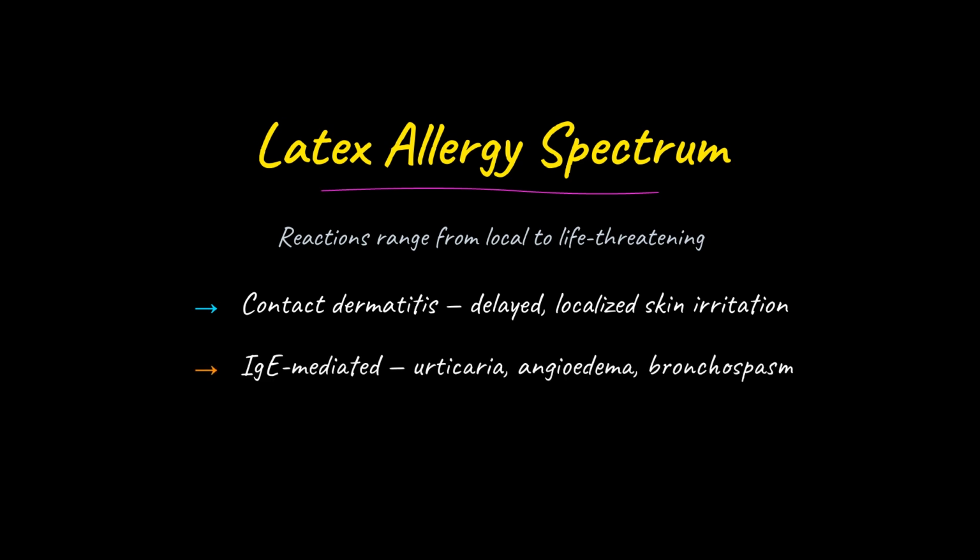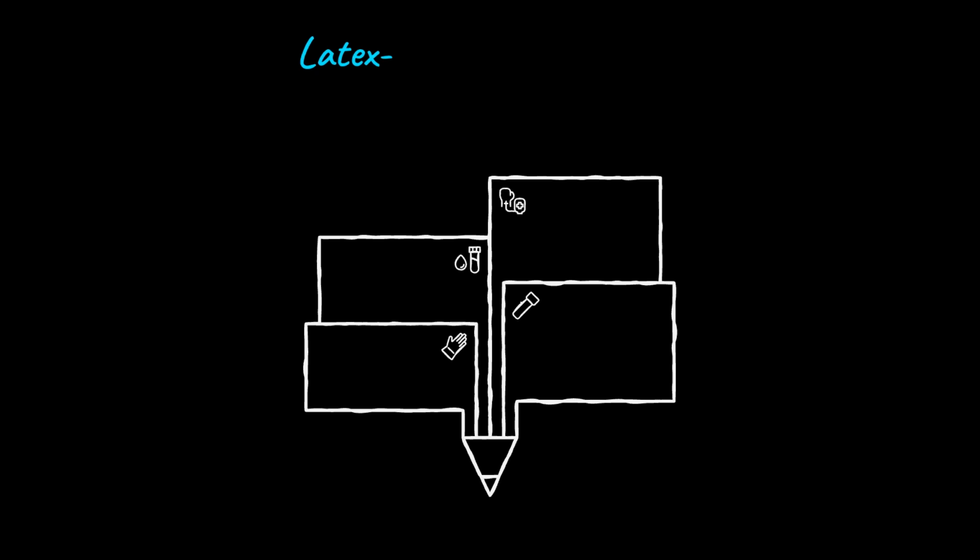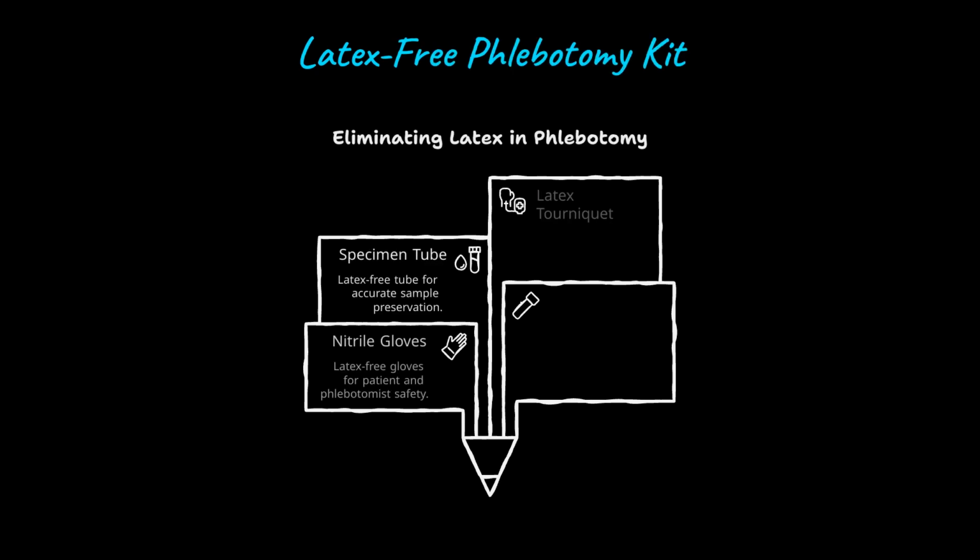The allergy spectrum matters clinically. Contact dermatitis is a delayed hypersensitivity reaction causing localized irritation. True IgE-mediated hypersensitivity is immediate and can escalate to urticaria, bronchospasm, and full anaphylaxis within minutes, which is why incomplete protection is dangerous. The correct kit includes nitrile, vinyl, or neoprene gloves and a silicone or Velcro tourniquet.